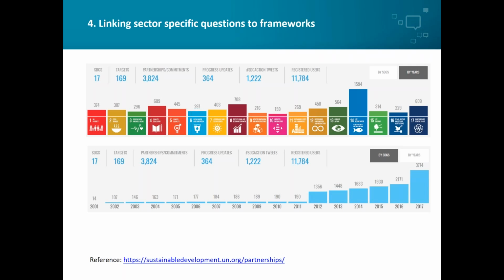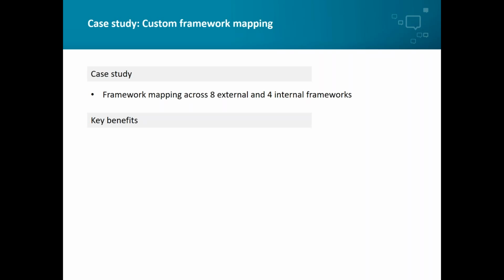So just as an example of a company, this is an organization we've been working with. They have 8 external and 4 internal frameworks. Some of the key benefits of taking all of those metrics, putting them together, and then looking at where the same questions can be sourced with the same response. The obvious one is minimizing duplication of the same data requests from different stakeholders.